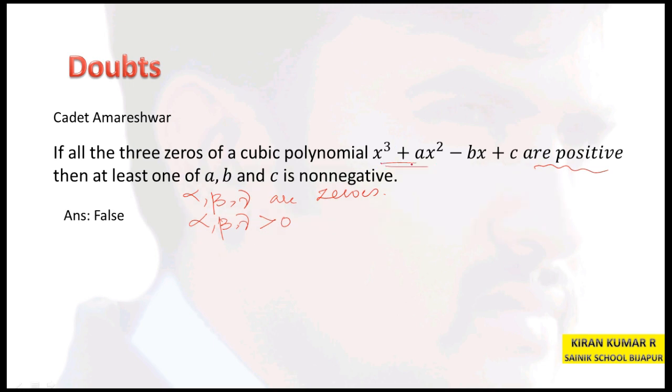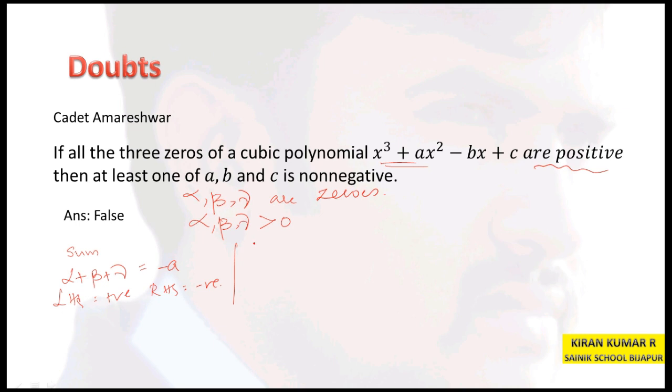For the given polynomial, x cube plus ax square minus bx plus c, if I consider the sum alpha plus beta plus gamma, it is minus coefficient of x square upon coefficient of x cube, which is minus a. Look at the left hand side. The left hand side is positive because alpha, beta, gamma values are greater than 0. Right hand side is negative.